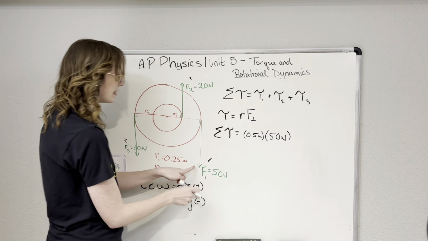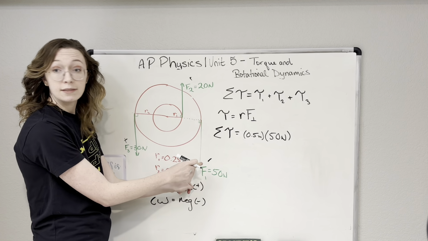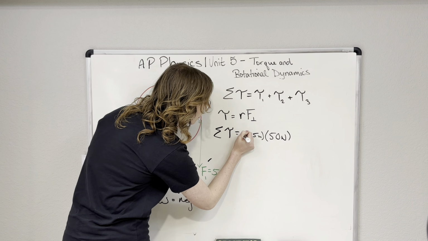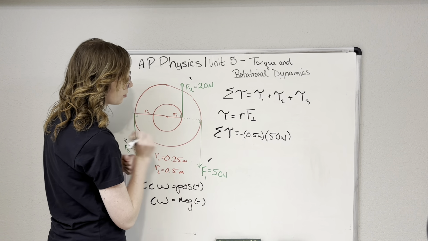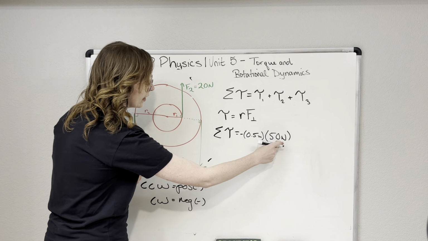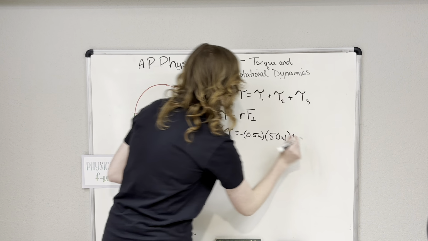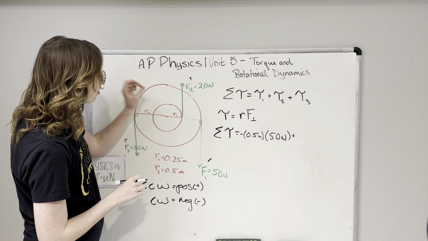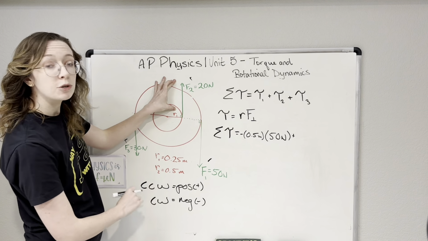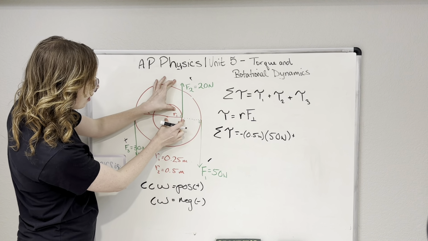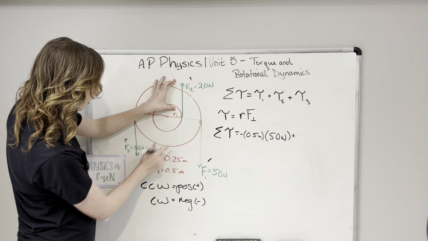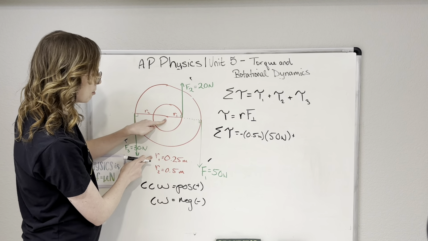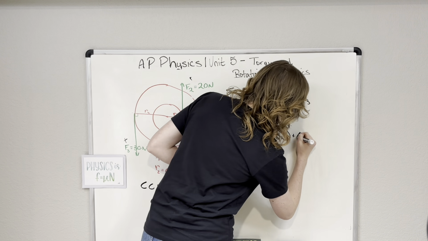And then, because this is pulling clockwise, we know that this is going to be a negative torque, right? So we're going to pick up a negative sign at the beginning. And so that is our torque 1 here. Then we're going to do torque 2, all right? So torque 2 is being caused by force 2. Force 2 is acting at a distance of our first radius away. It's acting on our smaller circle. So it's acting at a radius of 0.25 meters.